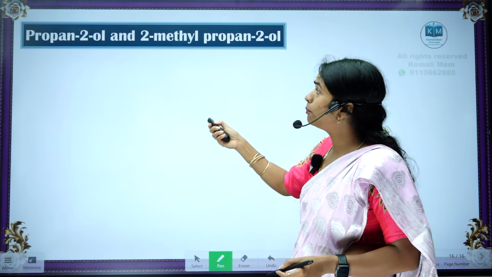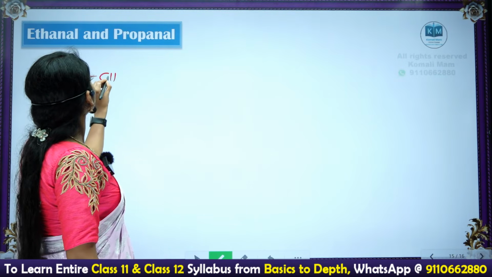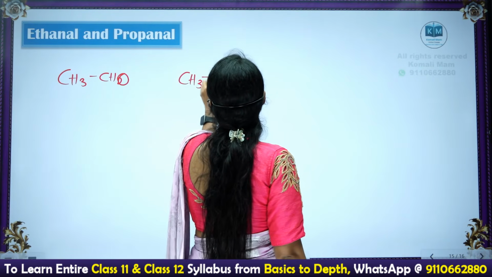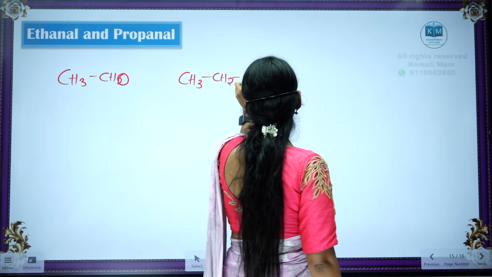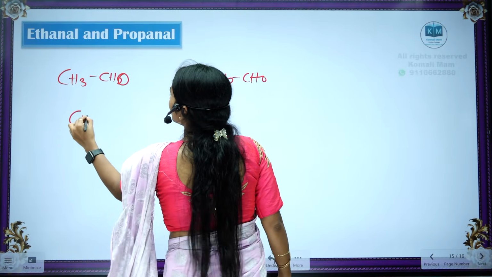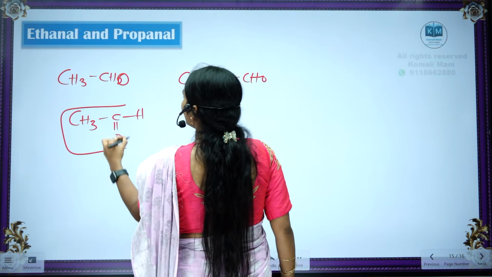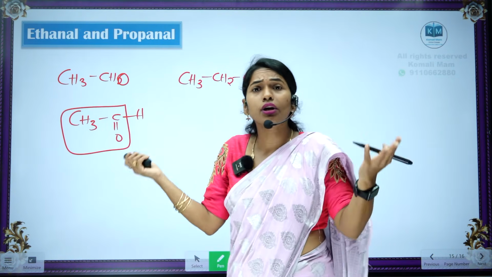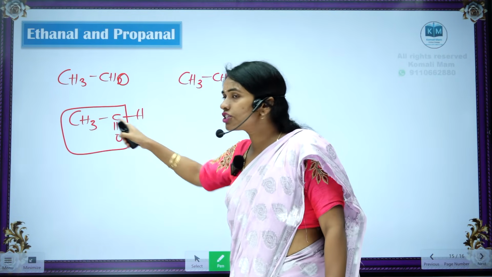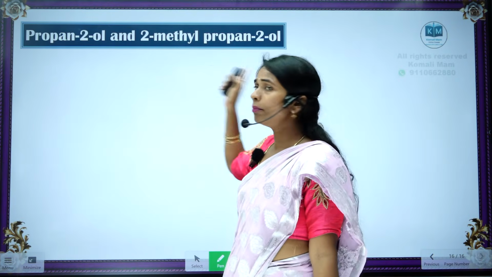Next, ethanal and propanal. Can you try this? Ethanal, CH3CHO. Next one is CH3CH2CHO. Okay, try how to identify. Come on, students, this is ethanal. Which test is it? Both are aldehydes, so Tollens and Fehlings, for both it will give. You have to differentiate. How to differentiate? CH3, C double bond O is there, means it is a haloform test. So one gives haloform, the other doesn't give.